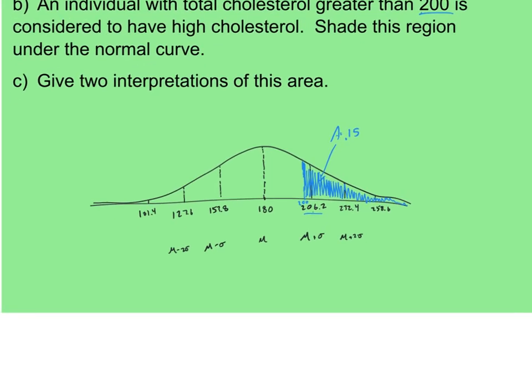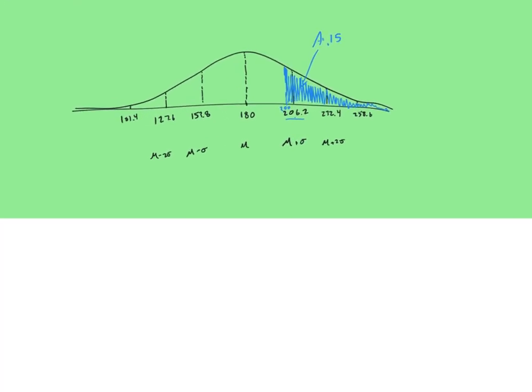Okay, so if that area is 0.15, what does that mean? Let me scroll up a little bit, and we see a white background instead of green. So what does that 0.15 mean? Let me write it this way. The proportion of individuals with high blood pressure is 0.15 or 15%. Okay, that's the one interpretation.